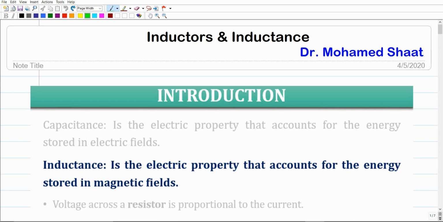In addition, we discussed how we can come up with the equivalent capacitance of a set of capacitors that are arranged in parallel or in series. So today we're going to continue the chapter, and this is going to be the last part of chapter 3. In the next meeting we shall be moving to chapter 4. So in today's lecture we're going to discuss the inductors and inductance.